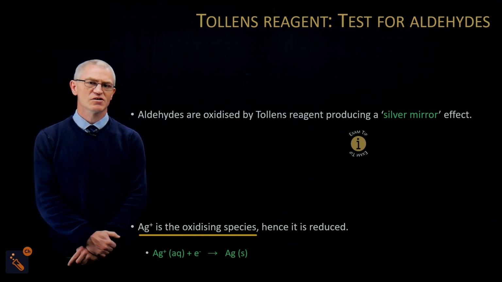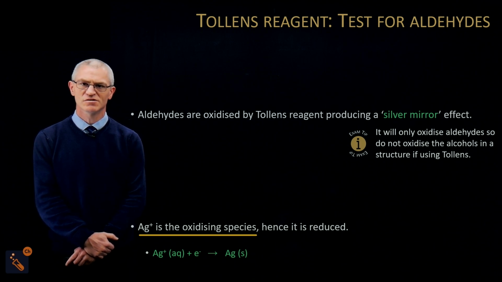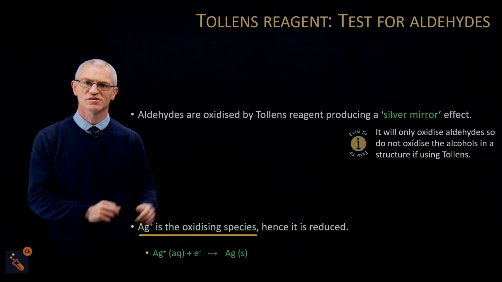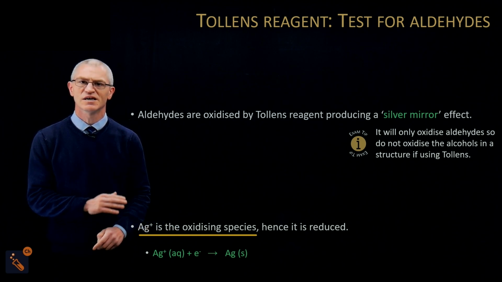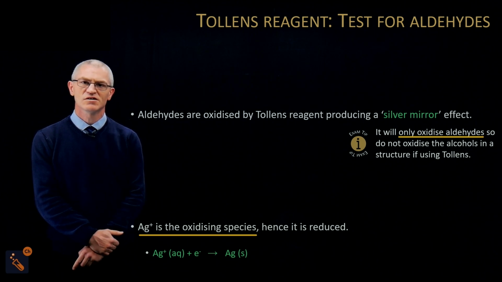Now we have to go through an exam tip, and the exam tip is really important for those higher marks and ones that normally are missed by students. It will only oxidize aldehydes, so do not oxidize the alcohols in a structure if you're using Tollens. Often people think because it's an oxidizing agent, it will just oxidize everything. It doesn't oxidize the alcohols because it is not a strong enough oxidizing agent. So just the aldehydes, not the alcohols.